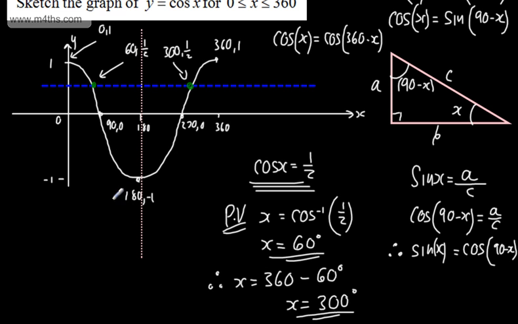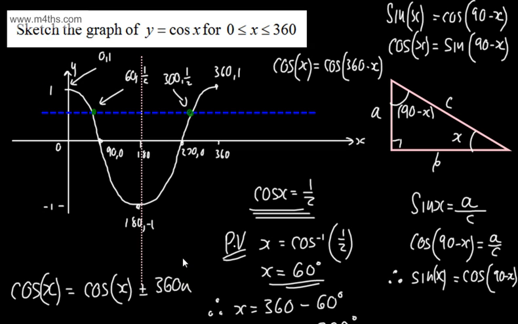And again, with the cosine curve, it cycles every 360 degrees. So if we have one solution, cos x, we can say that this will be equal to cos of x plus or minus multiples of 360 degrees. And I've put n there again. n just means if n was 1, then we'd add 360. If n was 2, we'd add 720. If n was -1, we would subtract that.